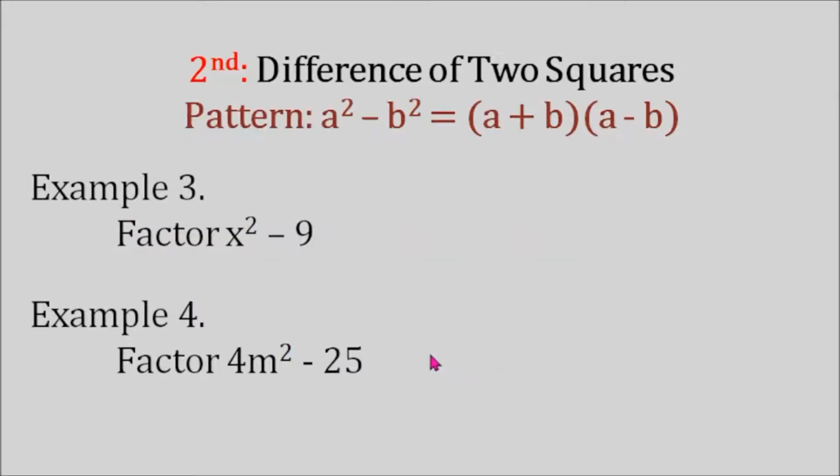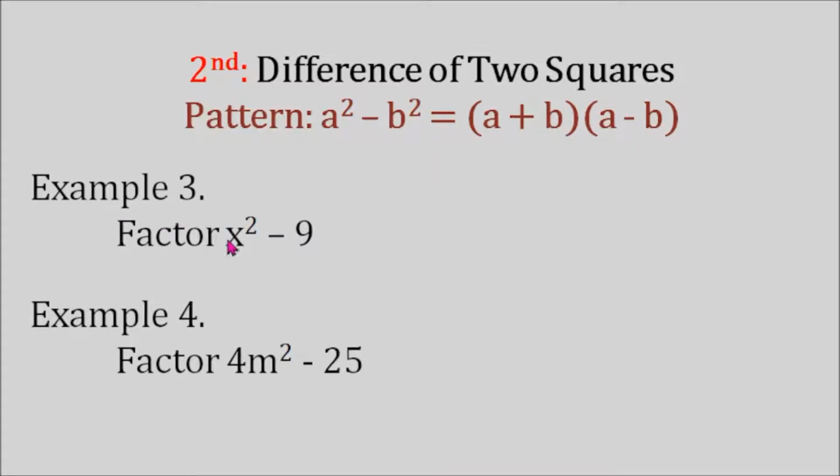Second factoring technique, it's factoring the difference of two squares. So this is our pattern: a squared minus b squared equals the quantity a plus b times the quantity a minus b. So that means the factors are the product of the sum and difference of two terms. Where do the two terms come from? They are just the square roots of the first and second terms. Square root of a squared is a, and square root of b squared is b.